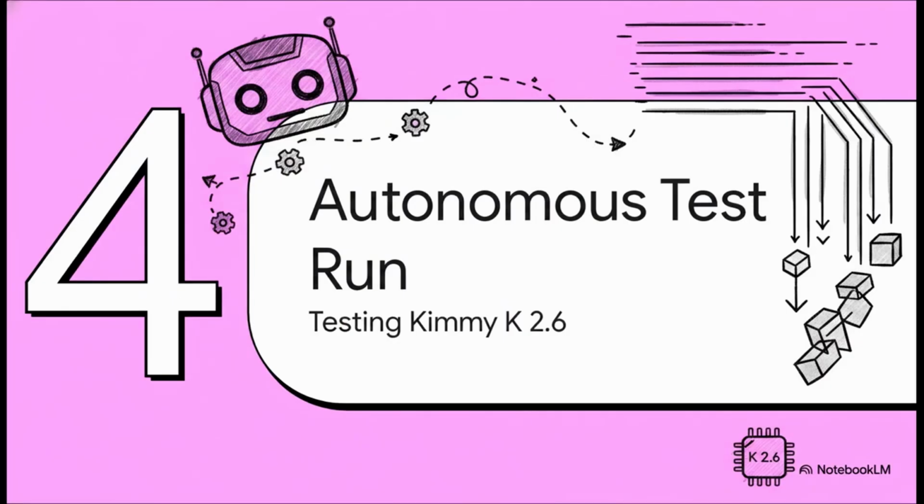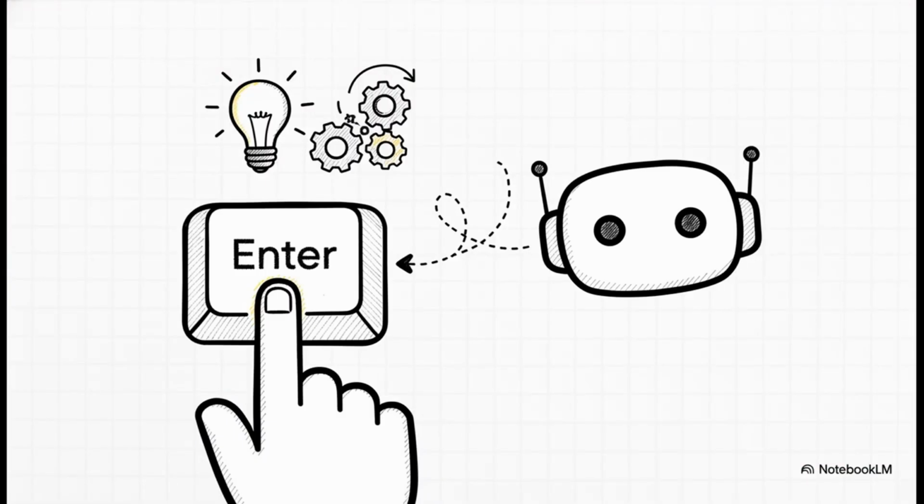Section 4, the autonomous test run using the free Kimi K 2.6 model. To really put its capabilities to the test, we fed it a pretty basic prompt: Create a modern SaaS landing page for an AI API platform. Plugged it in, pressed enter, and let the agent start thinking.